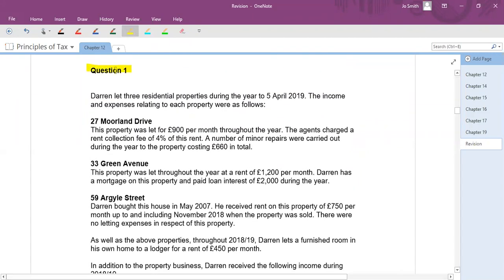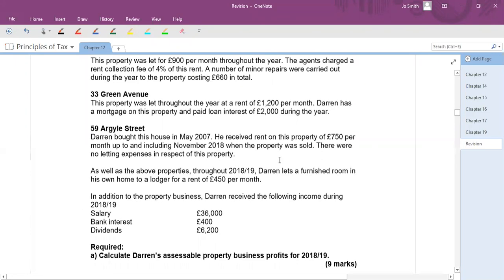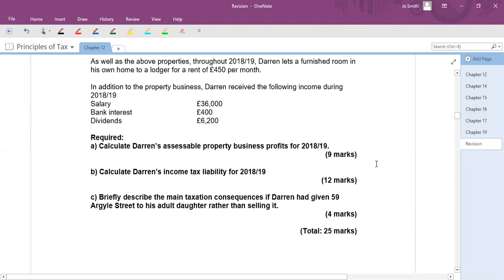So if we have a look at what we've got to do first of all, rather than spending too much time reading the detail, let's go to the requirements. So we've got 3 things to do for our 25 marks. The first one, we need to work out our business property profit.